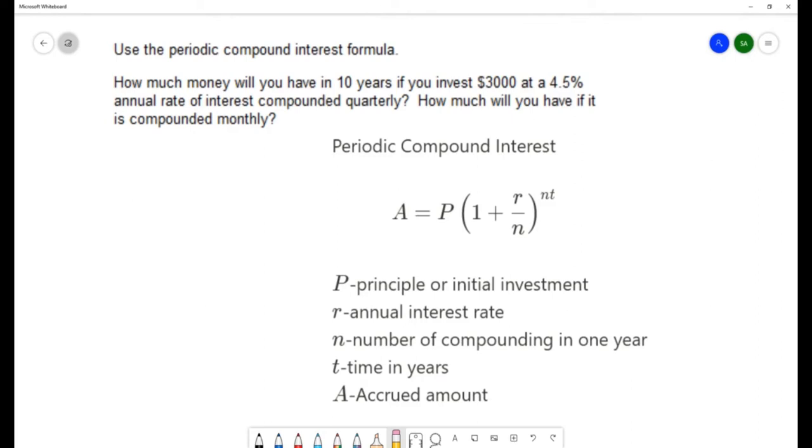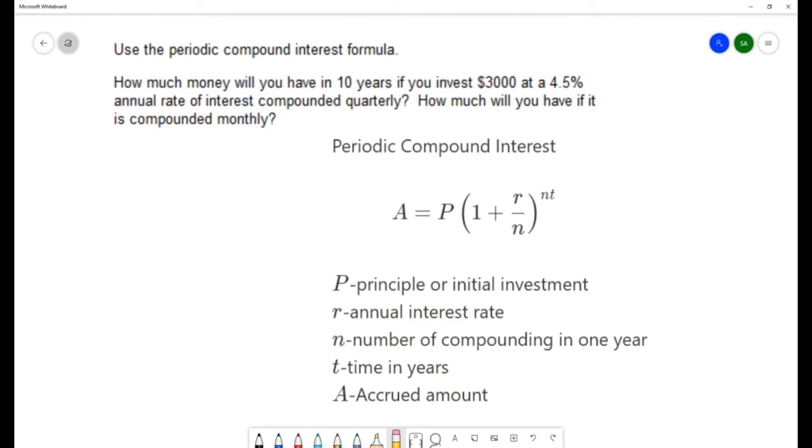Now, some people are confused about this value of n. Basically, what it means is how often interest is added into the account. If you have a typical savings account, your interest is added into the account every month. And so that would mean that if every month you get interest added, that would be 12 times a year. So n would be 12.